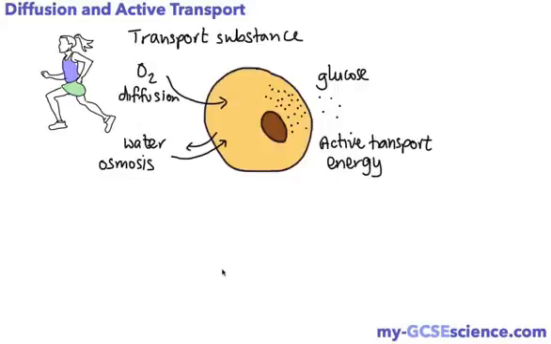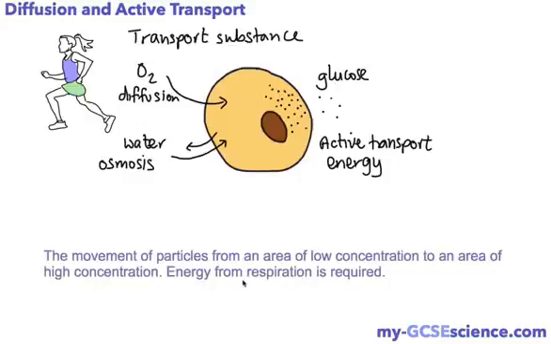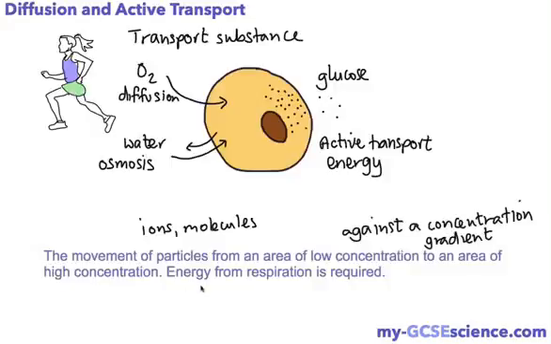So if we were to look at what we mean by active transport, here's a slightly better way of putting it. We've got the movement of particles, and we don't have to use the word particles. Sometimes we say ions or molecules, depending on the exact example we're looking at. They're moving from an area of low concentration to an area of high concentration. Again, we can say that's against a concentration gradient. And an important point to mention is that energy is required from respiration.